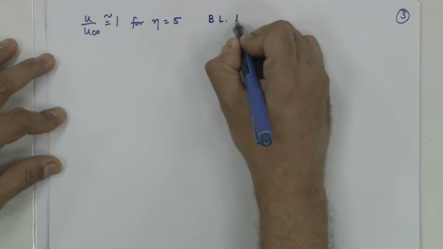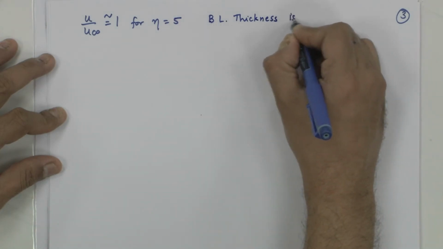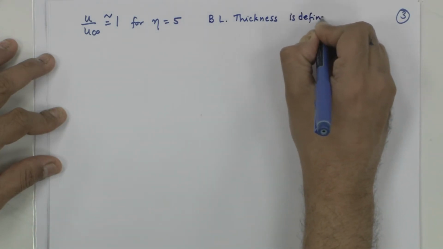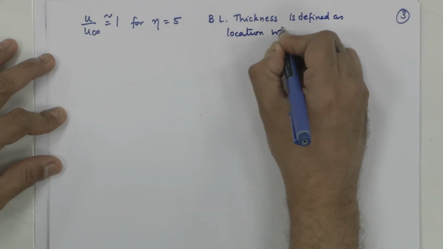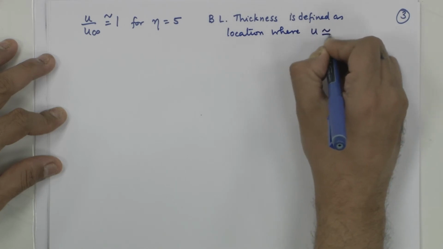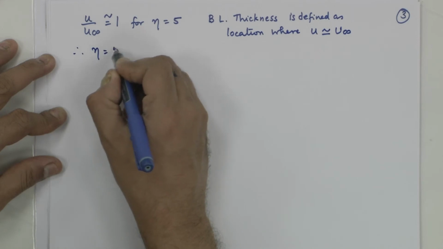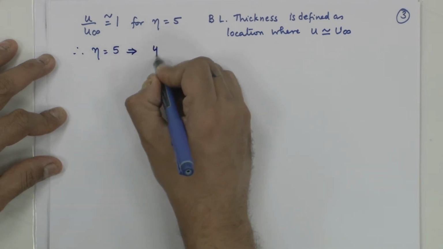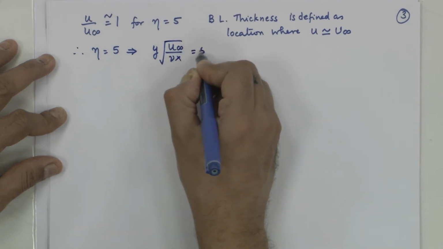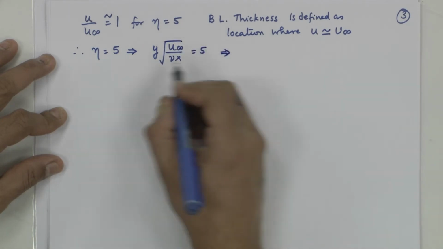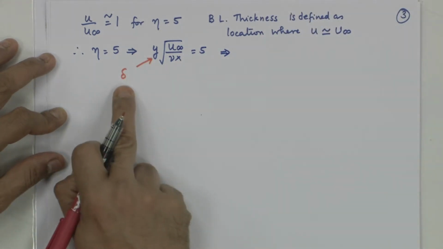Boundary layer thickness is what this is, right? Boundary layer thickness is defined as the location where u is approximately equal to u infinity. So, therefore, eta equal to 5 means our definition of eta, y times root of u infinity by nu x, is equal to 5. What does that mean? This y now is your delta. Correct, this is my delta.